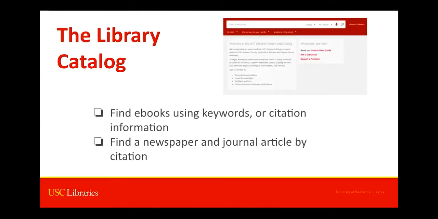The first thing we're going to look at is the library catalog. And two of the things that I want to cover during this section is how to find ebooks using keywords or citation information, and also how to find newspaper and journal articles by citation.